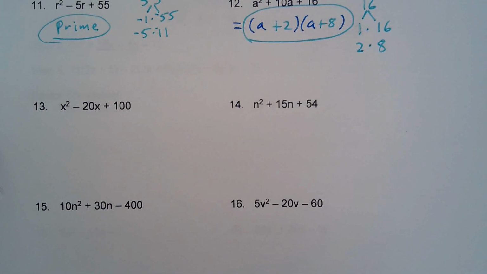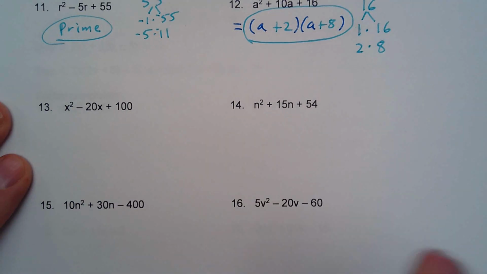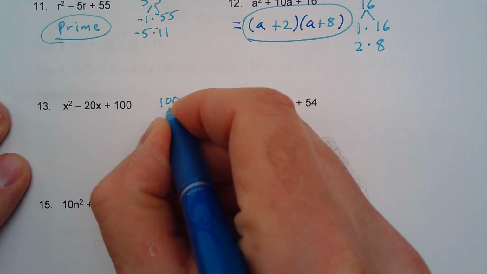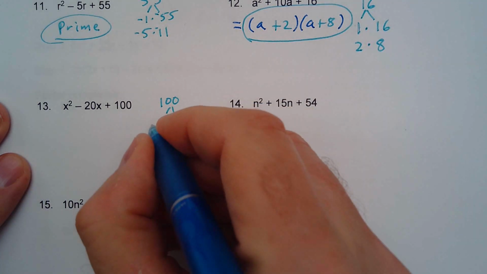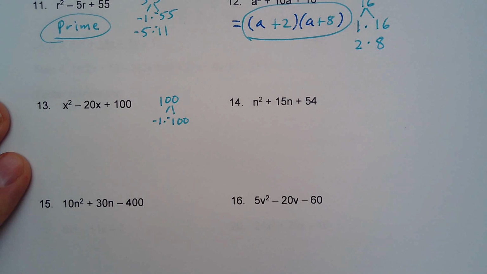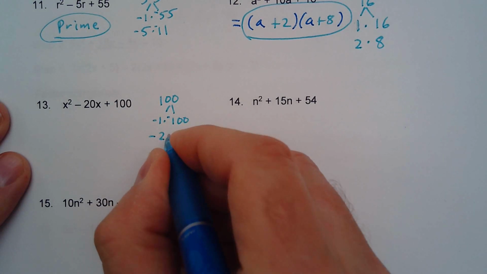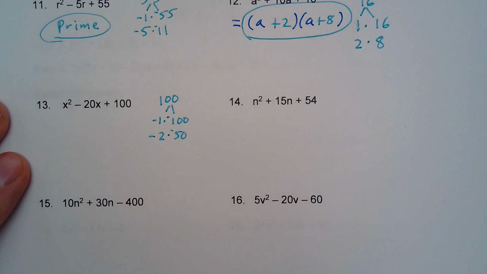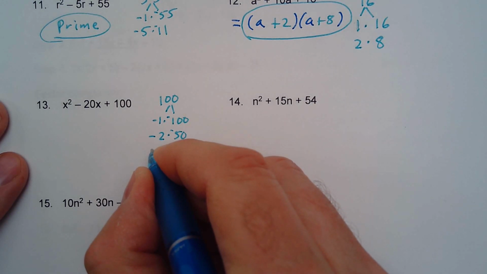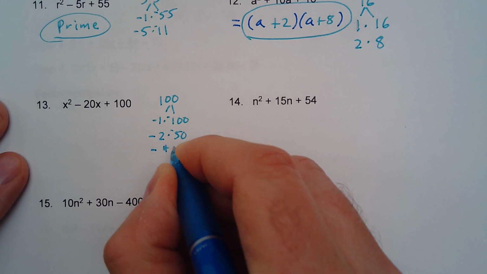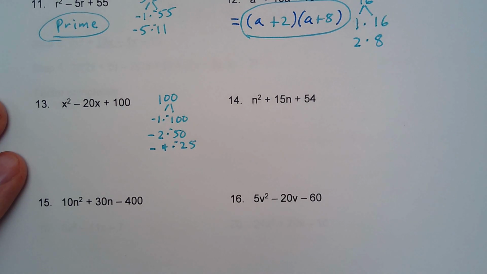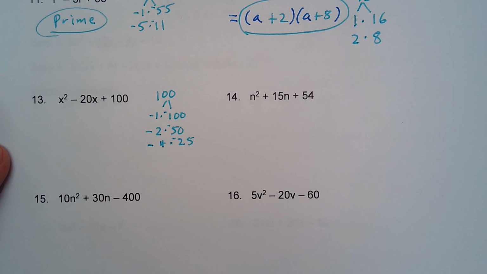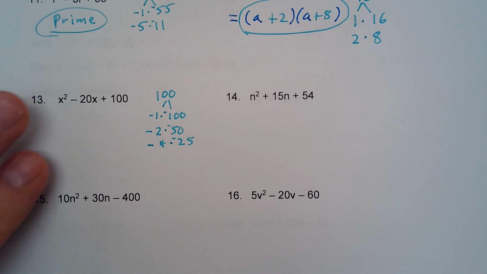Let's take a look at number 13. So here we have 100. I can do 1 times 100. Now, since that's a negative 20, I need to make both of these negative. That's a negative 101. Negative 2 times 50, negative 50, excuse me. Well, that's a negative 52. So negative 3 doesn't go in there. Let's try negative 4 and 25. Nope, that doesn't work. So we're going to just kind of keep going.